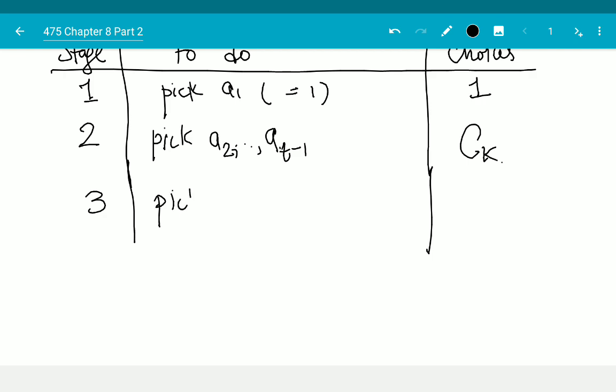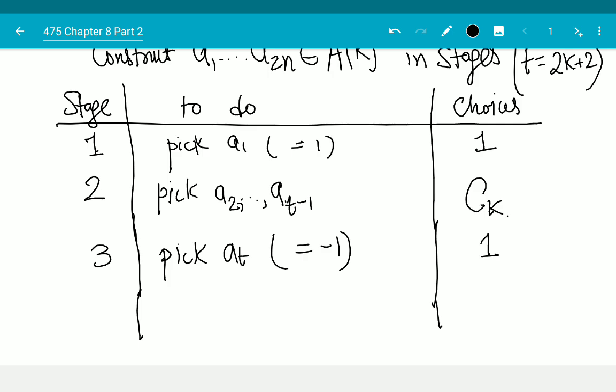Stage 3: pick At. Well, surprise, surprise, there's only one choice because it has to land back at 0, and that is at t, which is 2k plus 2. So it has to be -1 there. And for stage 4, pick the sequence A(t plus 1) dot dot dot A2n.